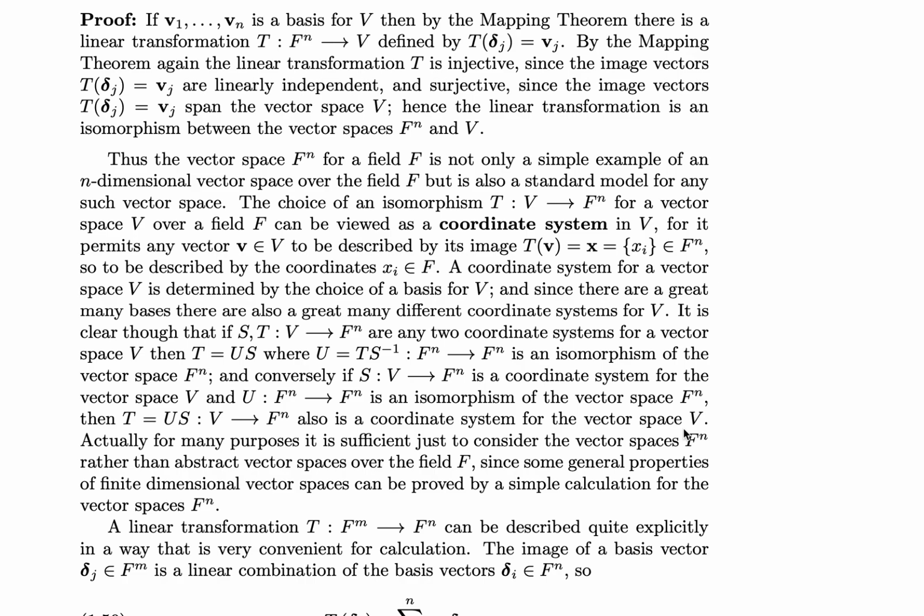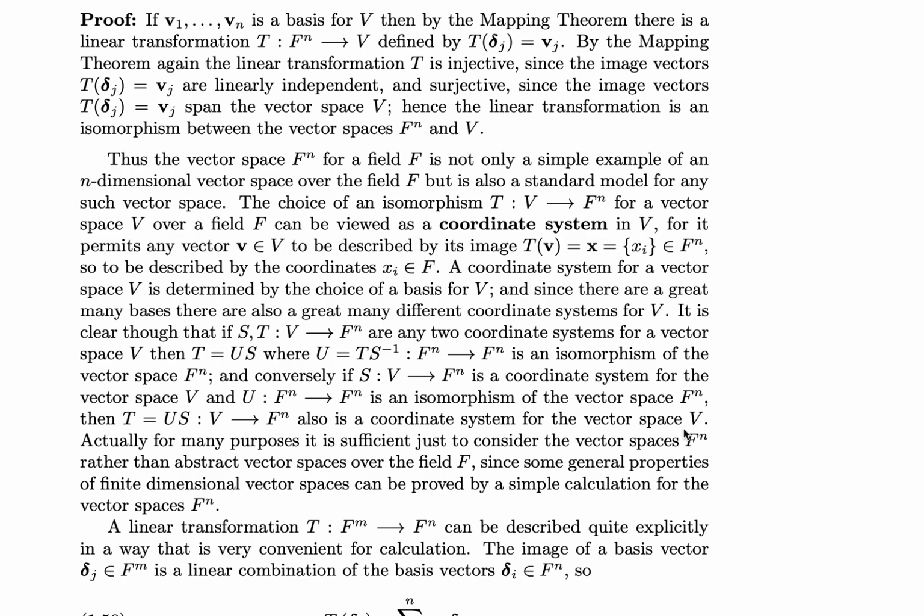By the mapping theorem again, the linear transformation T is injective since the image vectors are linearly independent, since we said the set of v_i's were linearly independent. And it's surjective since the image vectors v_j span the entire vector space, since they form a basis. Hence, the linear transformation is an isomorphism between the vector spaces because it's an injective and surjective map, i.e. a bijection when viewed as a map.